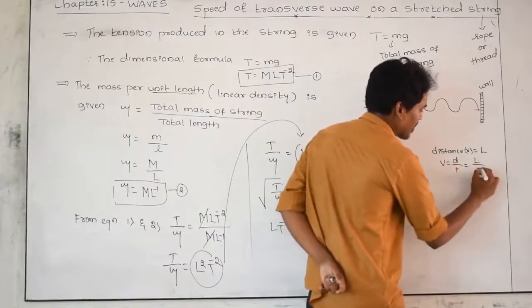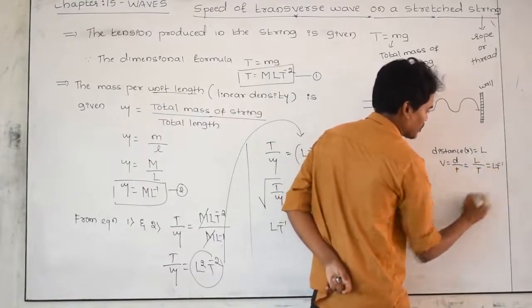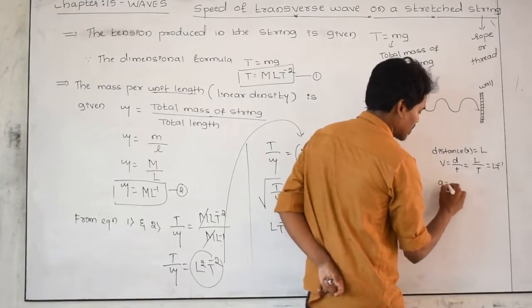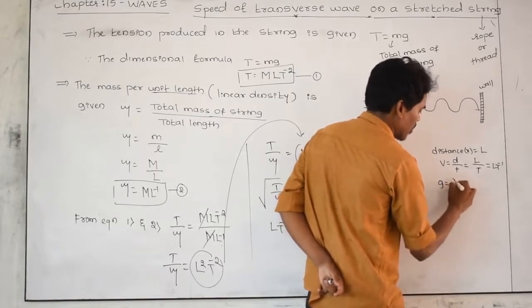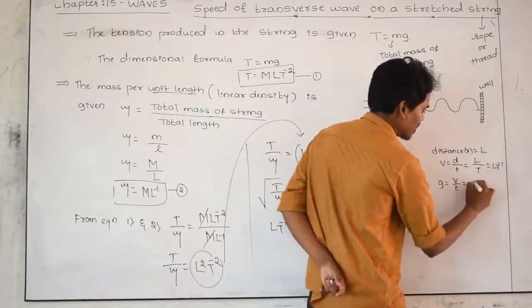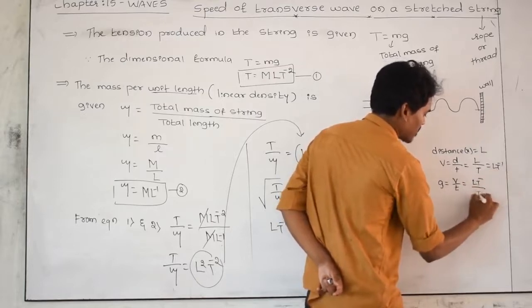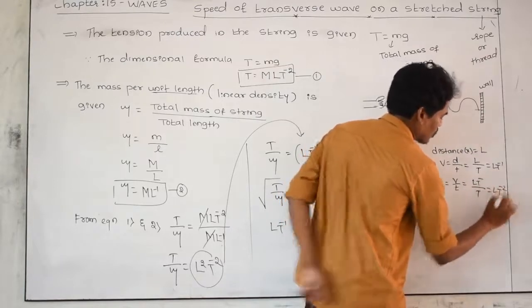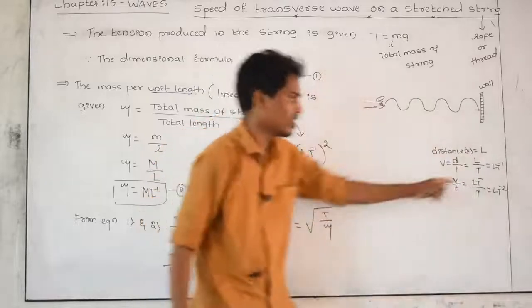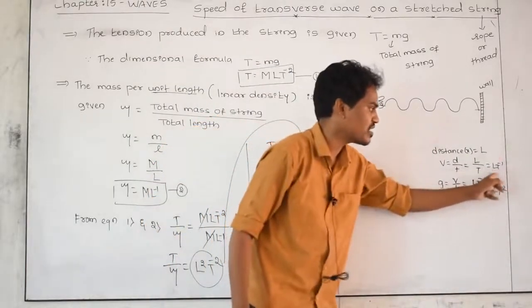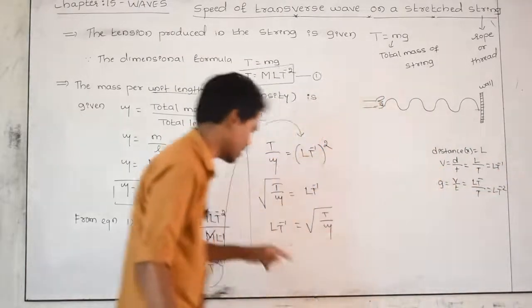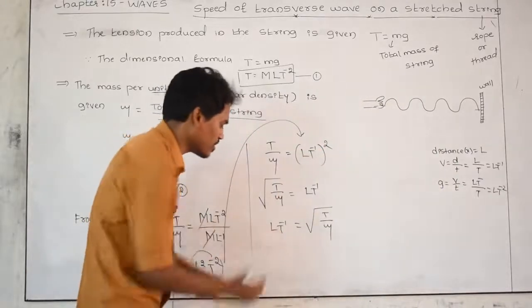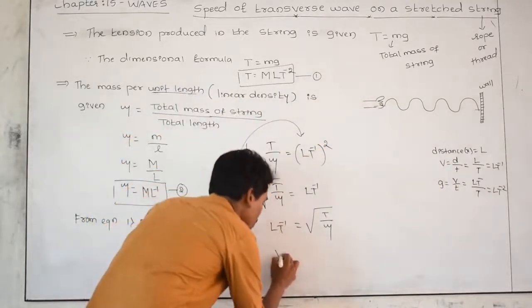T is time, capital T, means LT^-1. Acceleration is equal to velocity by time. Velocity is LT^-1, time is capital T. This is LT^-2. Dimensional formulas you know very well. LT^-1 is the dimensional formula of velocity.